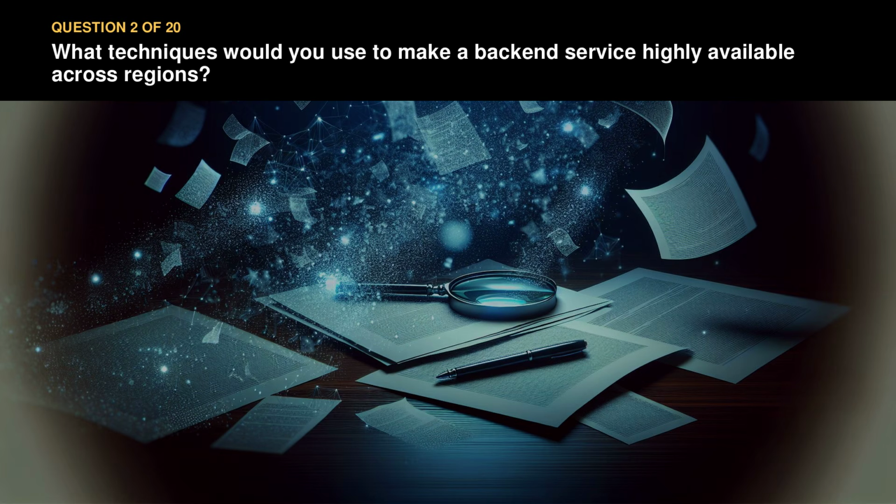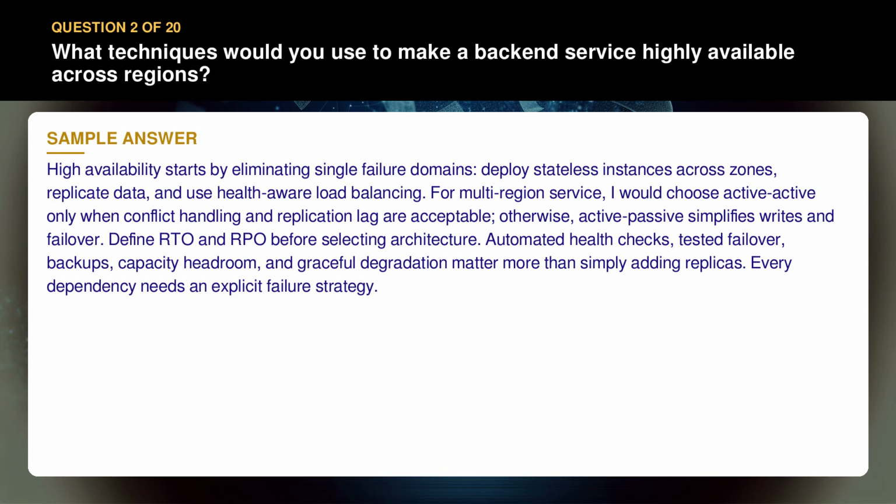Question 2. What techniques would you use to make a backend service highly available across regions? High availability starts by eliminating single failure domains: deploy stateless instances across zones, replicate data, and use health-aware load balancing. For multi-region service, I would choose active-active only when conflict handling and replication lag are acceptable. Otherwise, active-passive simplifies writes and failover.